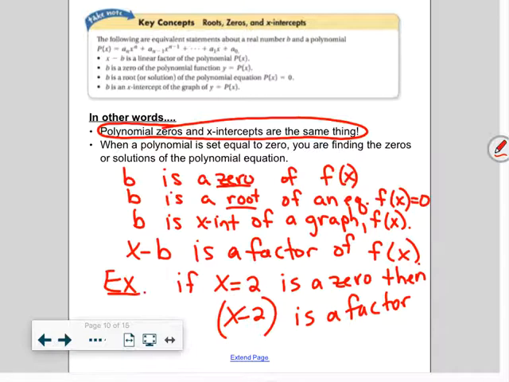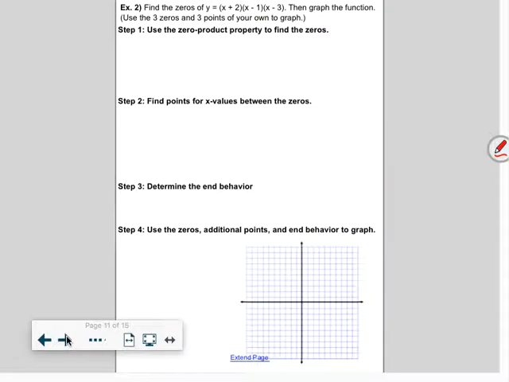I know this copied sort of weird, but if you look at the slide below, it says find the zeros of x plus 2 times x minus 1 times x minus 3. Then we want to graph it. So, Edward, we're going to kind of answer your question again for you. Everybody got that? All right, so if you want to find the zeros, you set x plus 2 equals 0 because it's factored. X minus 1 equals 0, and x minus 3 equals 0.